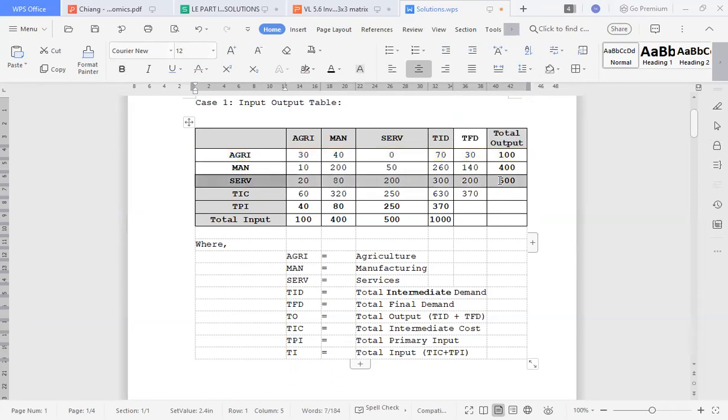In this case, for services, the output is worth 500 billion. It is allocated as follows: 20 is used in agriculture, 80 is used in manufacturing, and 200 is used as an intermediate good for services. Okay, so this is the Leontief explanation for total output. So if there is no question.